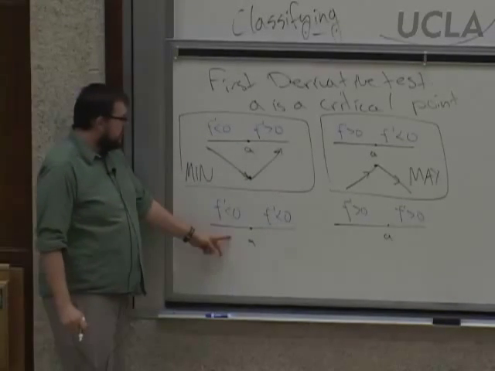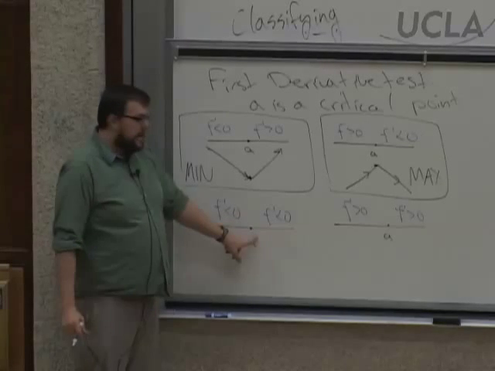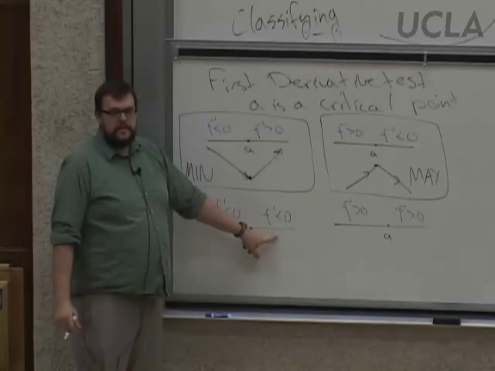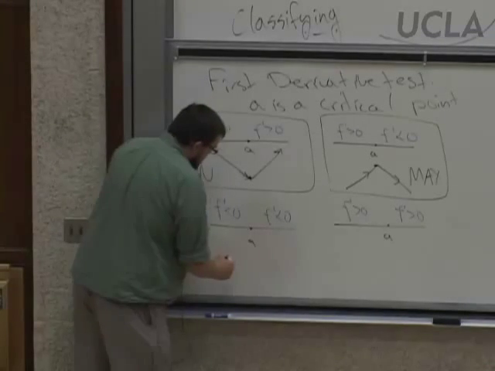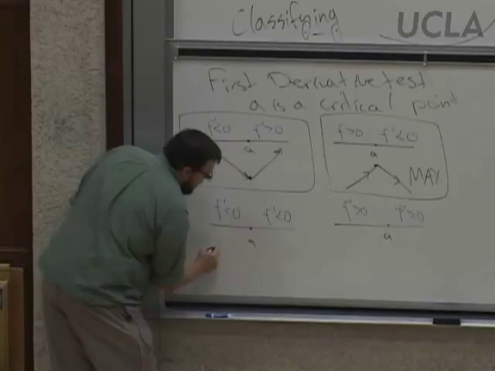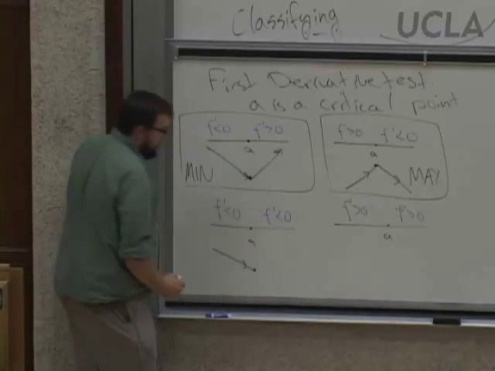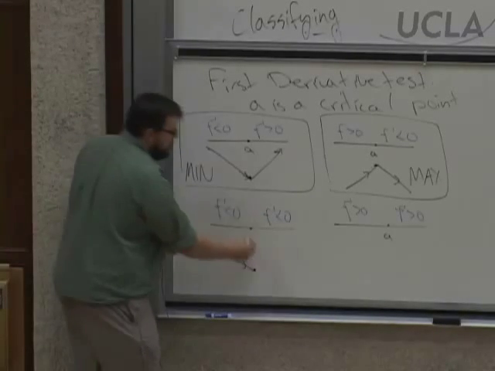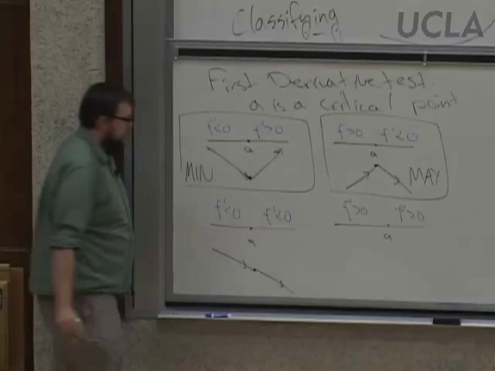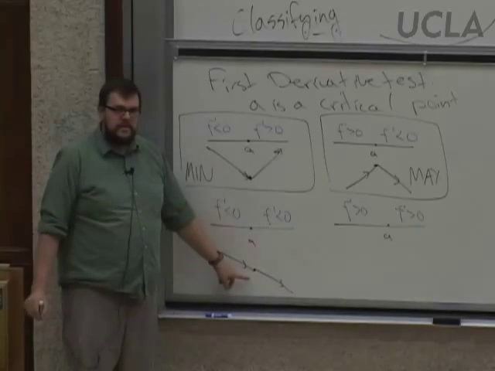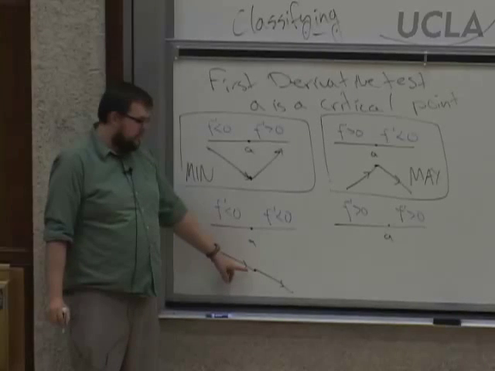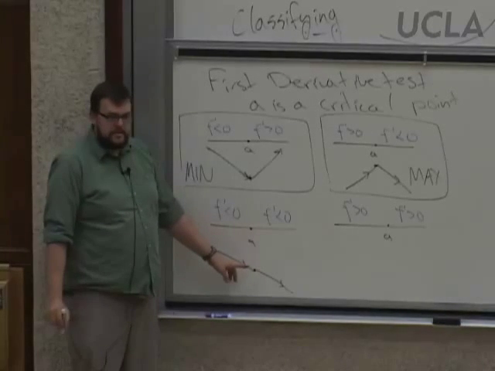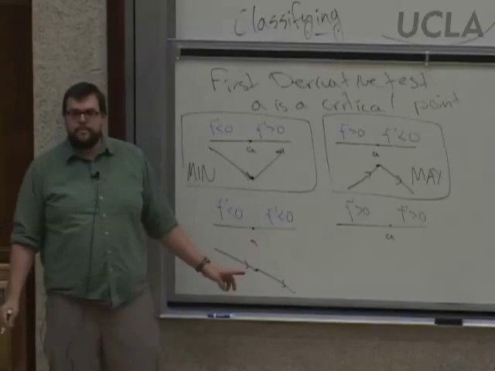Okay, now how about here? Derivative is negative. I hit A, a critical point, and it's negative again. Well, let's draw the picture to see what's going on. Negative means I'm going down. I hit A, whatever it is, and then I'm going down again. So what kind of point is this? Is it a max? No. Is it a min? No. It's one of those neither points.